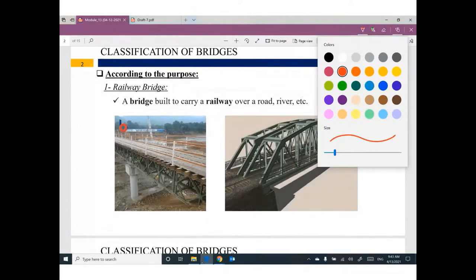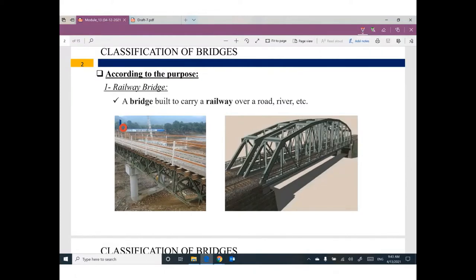Based on the category of the types, for example, what are the types of steel bridge according to the purpose? What is the purpose of this bridge? What is the main function of this bridge? First type, we have railway bridge, a bridge built to carry a railway over a road or river or whatever. So we will expect train or trains passing through this bridge. So the live load coming from trains, not vehicles, not trucks, trains. So the first type of steel bridge, according to the purpose, is the railway bridge.